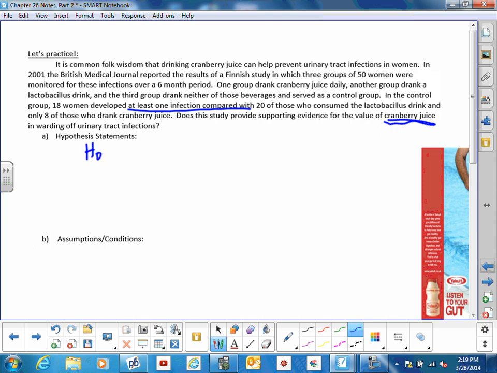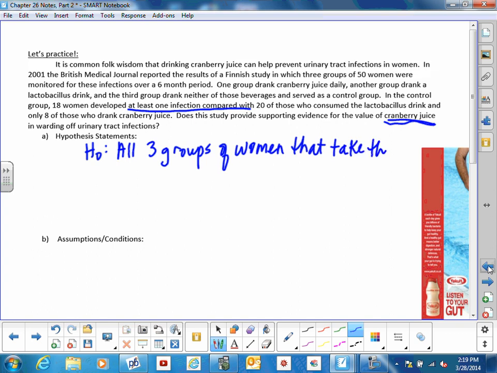So the hypothesis statement is going to be that all three groups of women that take these treatments get a urinary tract infection, and I'm going to abbreviate that, at the same rate. Hence, chi-squared test of homogeneity.